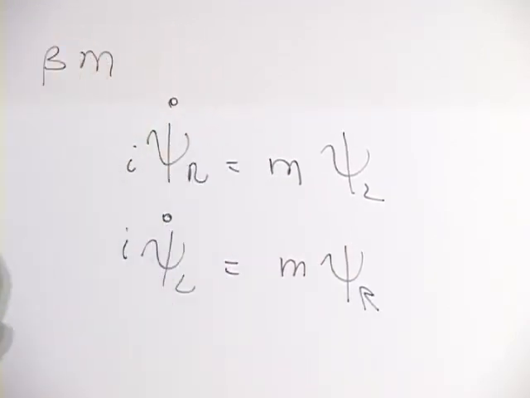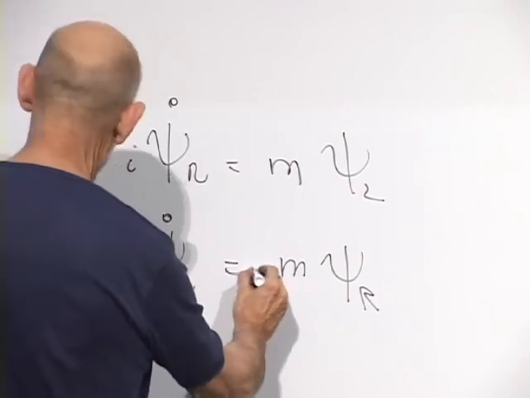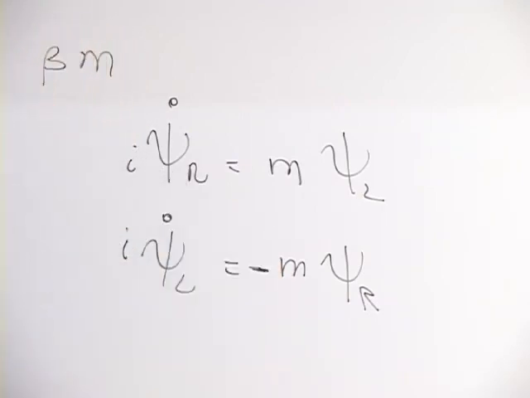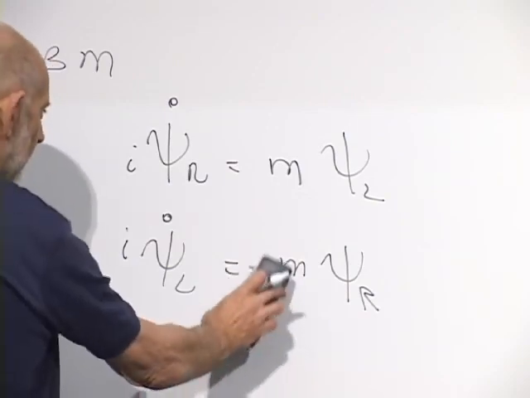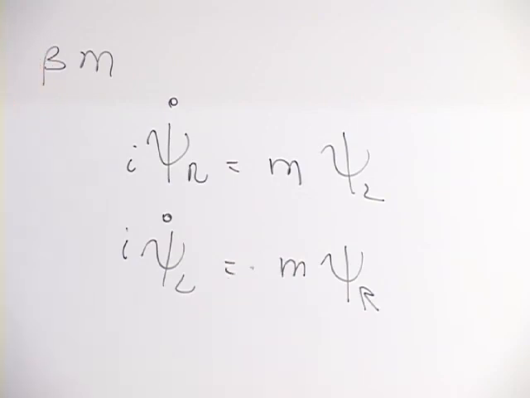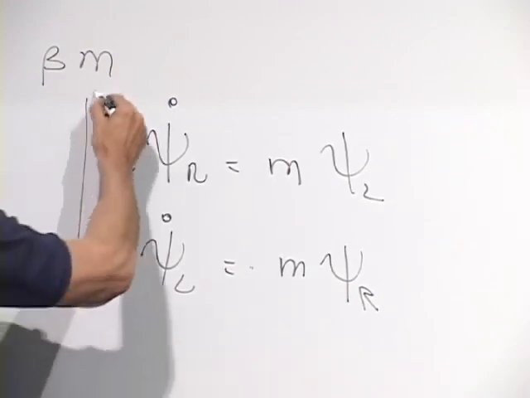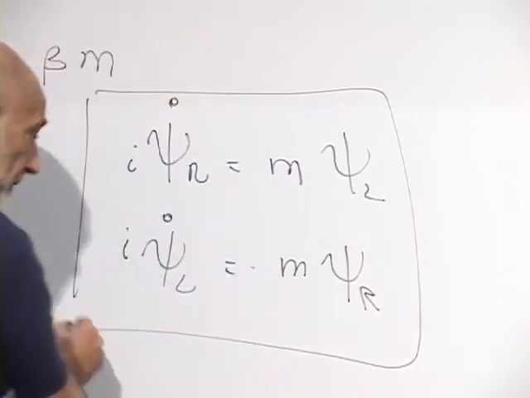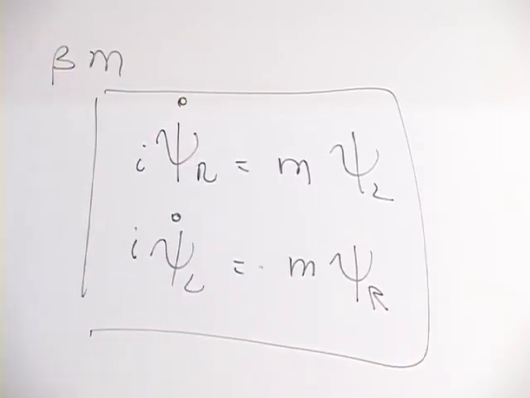Did I get that? Is there a minus sign? No, beta has no minus signs in it. Beta is 1, 1 off the diagonal. So this is the simplified Dirac equation for particles at rest, or near being at rest.